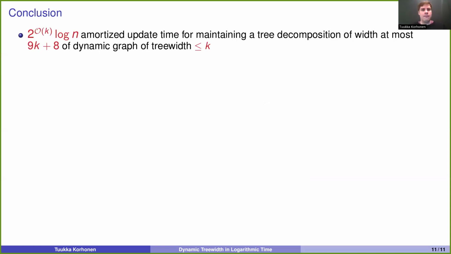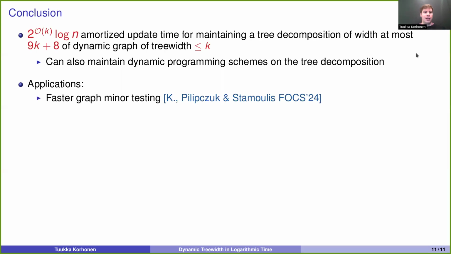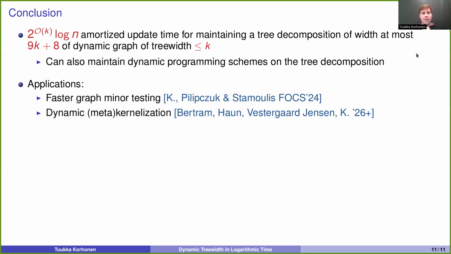So in conclusion, we have a dynamic treewidth algorithm with amortized update time 2 to the O of k times log n that maintains a 9-approximately optimal tree decomposition of a dynamic graph of treewidth at most k. It can also maintain dynamic programming schemes on tree decomposition. And there are several applications of dynamic treewidth that this can help with, like graph minor testing and dynamic kernelization.